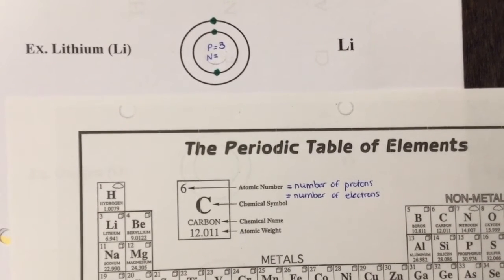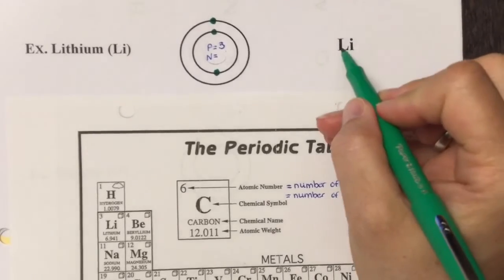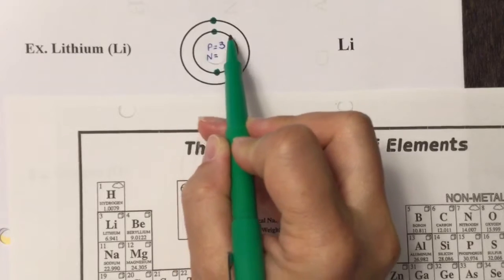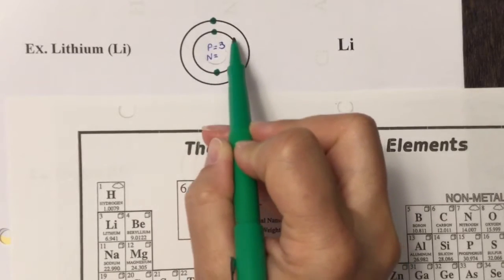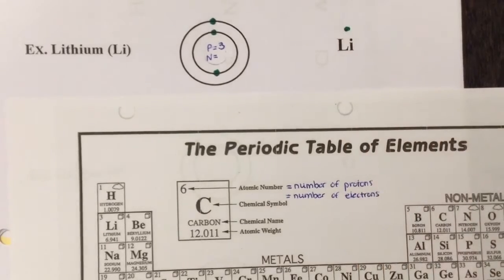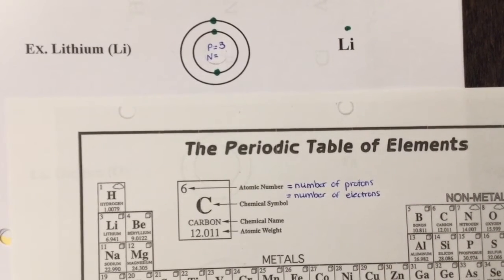If we go to our Lewis dot diagram, the Li represents our nucleus and all of our inner shells. So all we have to do is draw 1 dot. That's it.